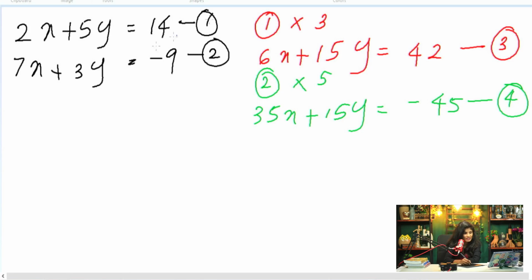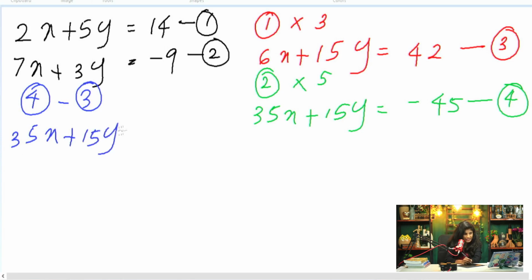So I will use the other side here. 15y and 15y, I have the same numbers here. But the thing is, both of them are positive. So what I have to do is subtract one from the other. So I will subtract. We do it like this. 4 minus 3. So 35x plus 15y, subtract 6x minus 15y, equals negative 45 minus 42.